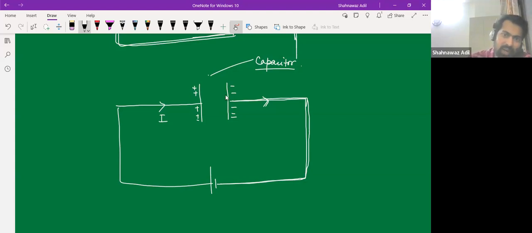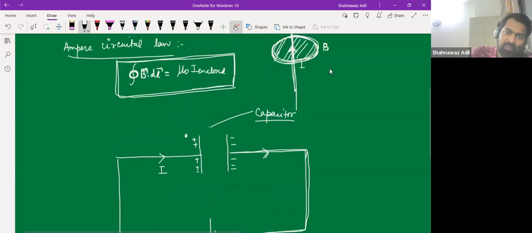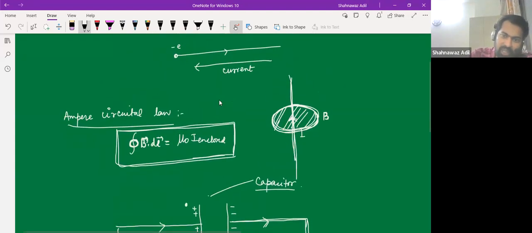Then if I want to use the Ampere circuital law to calculate the magnetic field at this point, I have to make an Amperian loop. From the Ampere circuital law, I'll have to make an Amperian loop with an open surface in which this current is passing.